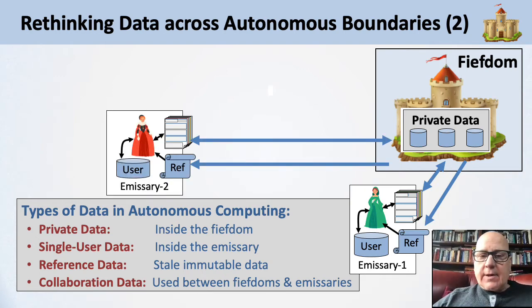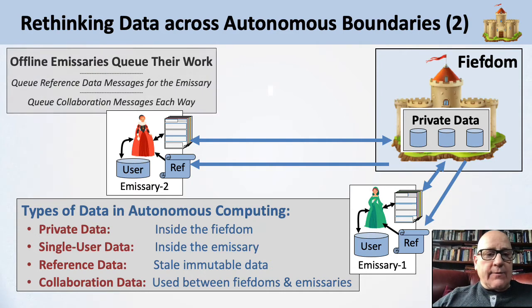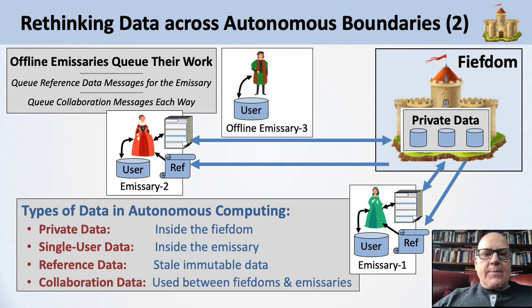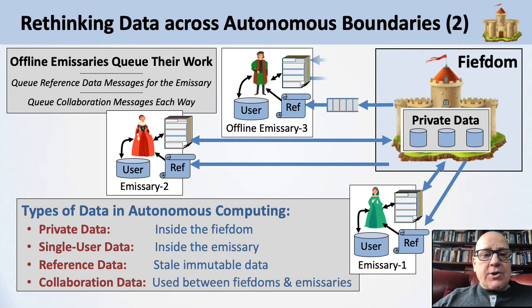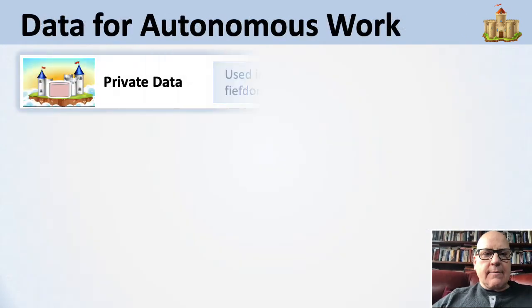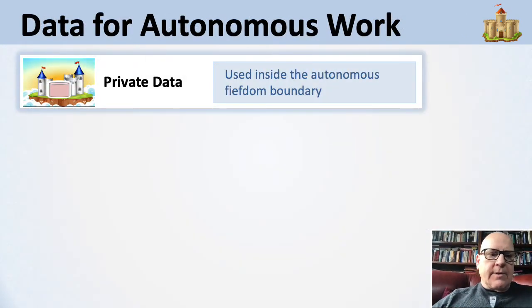And you might have another emissary doing other work with different collaborations with the fiefdom. And you can also see offline emissaries. They queue their work. The reference data that would come from the fiefdom is queued up and stored offline, and then they queue the collaboration messages that go back and forth. And indeed, from my perspective as a transaction person, because there's no shared transaction across the boundaries, pretty much all of these interactions are a form of offline because they do happen one step at a time with different messages and different transactions.